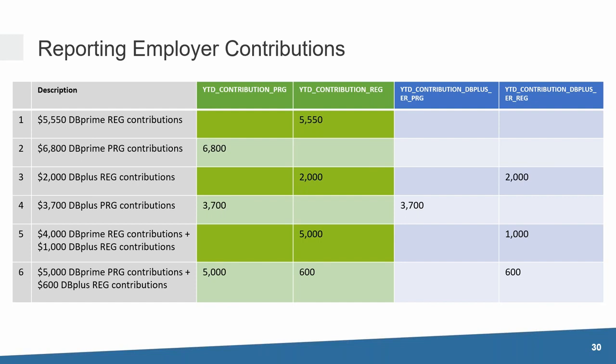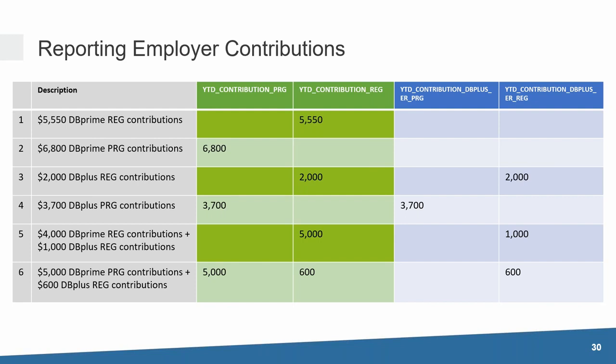As you can see, $5,000 is reported in the year-to-date contributions reg column, as it represents both DB Prime and DB Plus employee regular contributions for the year. As it is not required to report DB Prime employer contributions, the column year-to-date contributions DB Plus ER reg only contains $1,000, which represents the DB Plus contributions for this member.